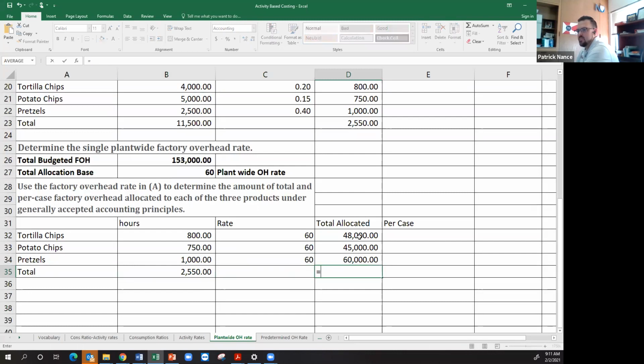So if I want to know how much I'm going to allocate per case, I could simply take the 48,000 divided by the number of cases. So $12 per case for the tortilla chips, $9 per case for the potato chips, and $24 per case for the pretzels. We'll stop there for now.